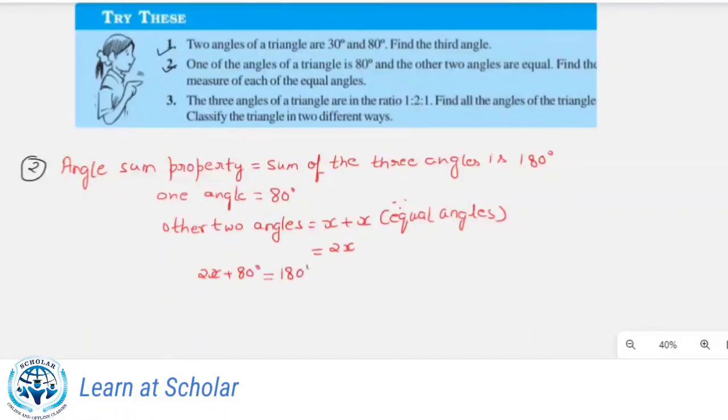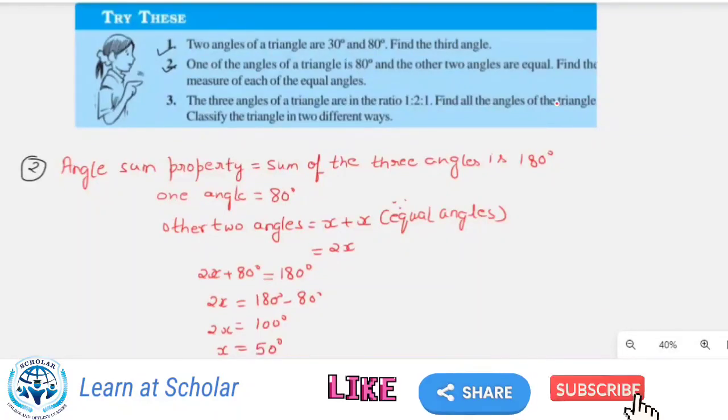And this sum is equal to 180 degree. The three angles of a triangle, angle sum property. So the value of x will be 50 degree. That means the equal angles measure 50 degree each.